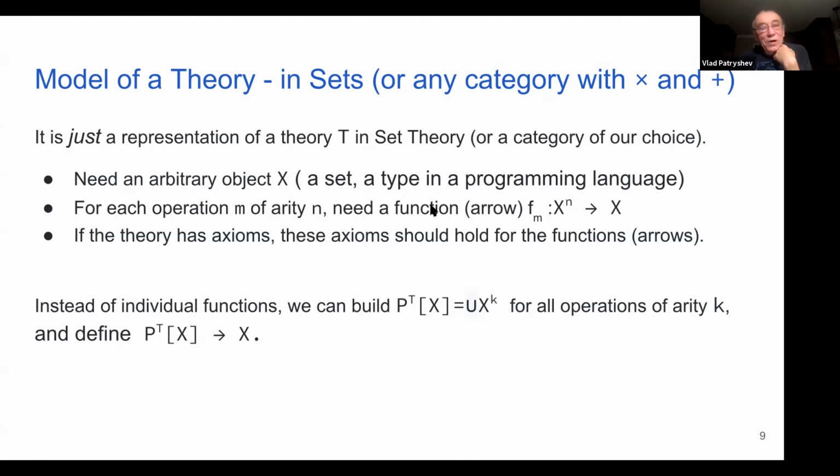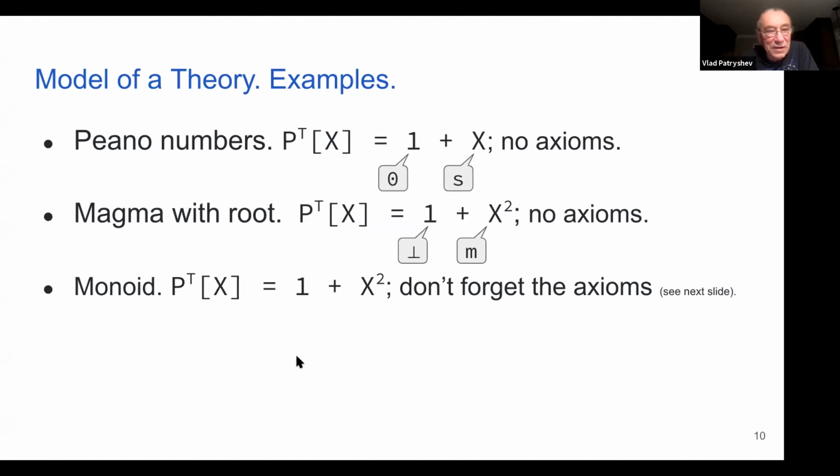For every operation, we need a function. If the operation is called M, we call the function fm. If the operation is of arity n, the function is from x to the power of n to x. And if there are axioms, the axioms should be followed. Instead of individual functions, we can take a union of all those x to the power of n for different n's, for all operations, and define the operation component-wise on this union. Let me show you the examples.